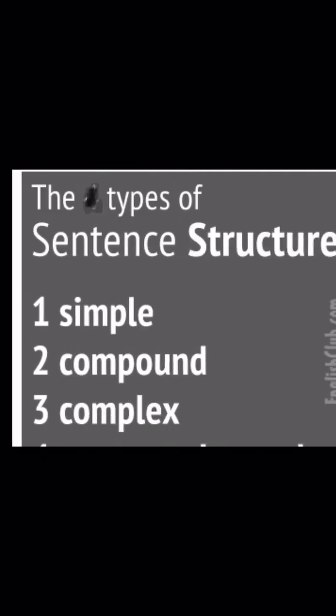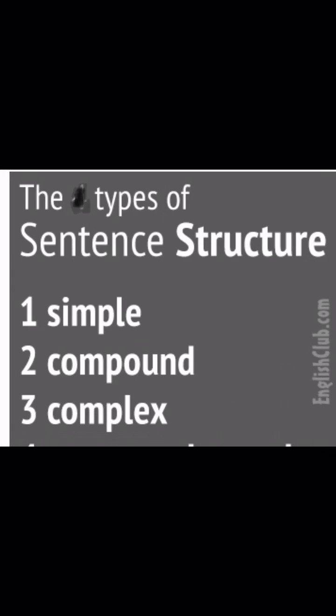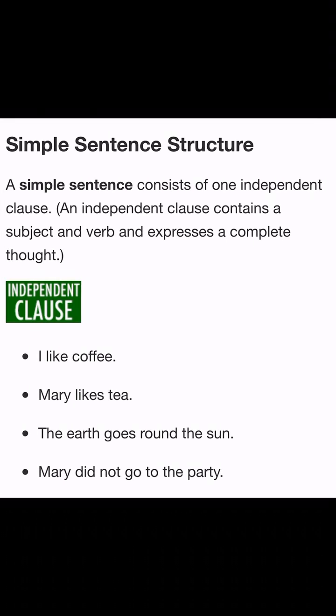Okay, now we are going to discuss the types of sentences. These are the types of sentences according to structure. First of all, simple sentences. A simple sentence consists of only one clause with a single subject and a predicate. Here are a few examples, just see. I like coffee. I is the subject. Like is the verb. So it is an independent clause, it gives the complete thought.